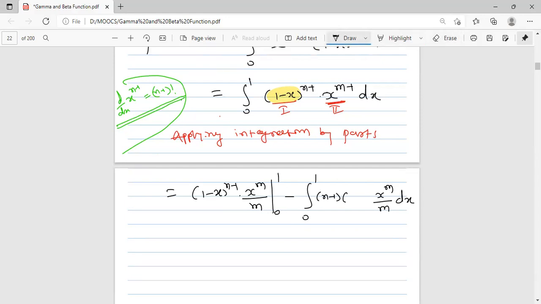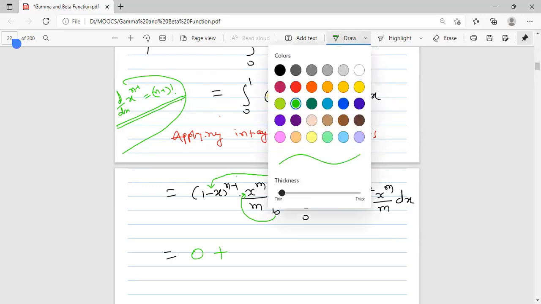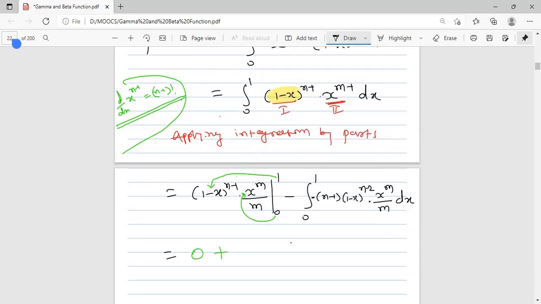That means 1 minus x raised to power n minus 2 into, we have to take the derivative of the first term and the integration of the second term. But if we are taking the derivative, the derivative of 1 minus x is a minus. Now if we are putting the upper limit, see here, this term becomes 0, 1 minus 1. And if we are putting the lower limit for this x, this becomes 0, so upper and lower limit both give 0. Therefore, this total term becomes 0. Now, minus and minus becomes a plus sign.